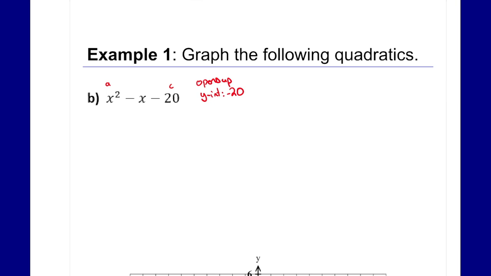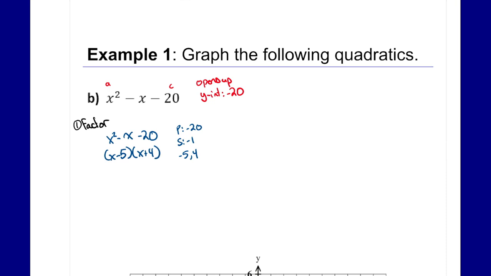So with those same steps, first step is going to be to factor. So it's a simple trinomial, so x squared minus x minus 20. So I'm looking for two numbers that multiply to negative 20, but they add to negative 1. These two numbers are negative 5 and positive 4. So now I can factor this: x minus 5, x plus 4.